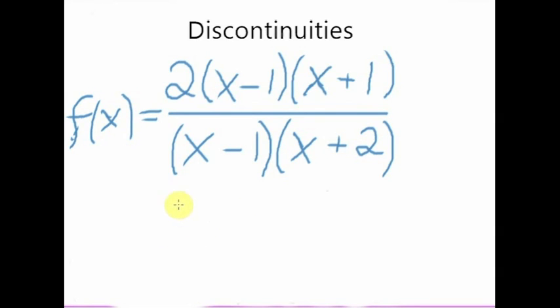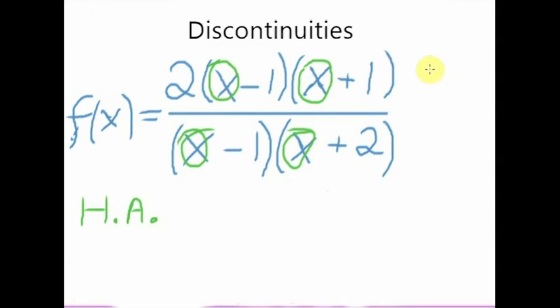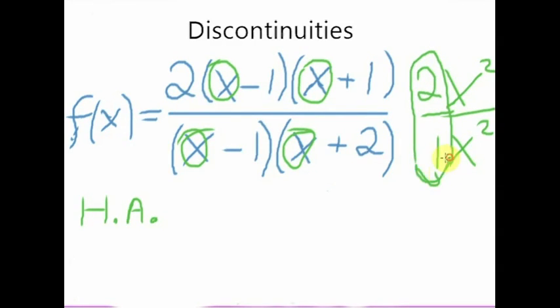Next, we can find the horizontal asymptote. Since the powers on the top are equal to the powers on the bottom, which are both x squared, we then look to the ratio of the coefficients in front of them. So our horizontal asymptote is 2 over 1, which is equal to 2. So it is the equation y equals 2.